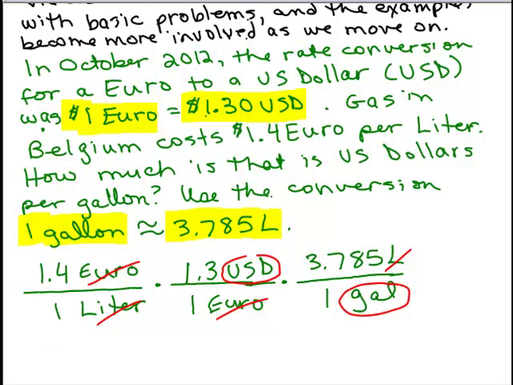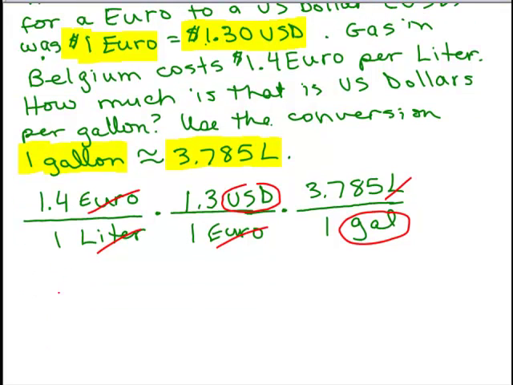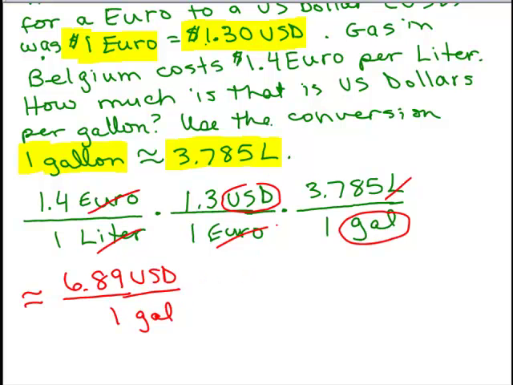Since we're talking about money, we will just round it to the nearest cent. And when I do that, it's approximately 6.89, with US dollars over the gallons. And so how would we write that as an answer? We're going to assume now we're talking about US money: $6.89 per gallon.